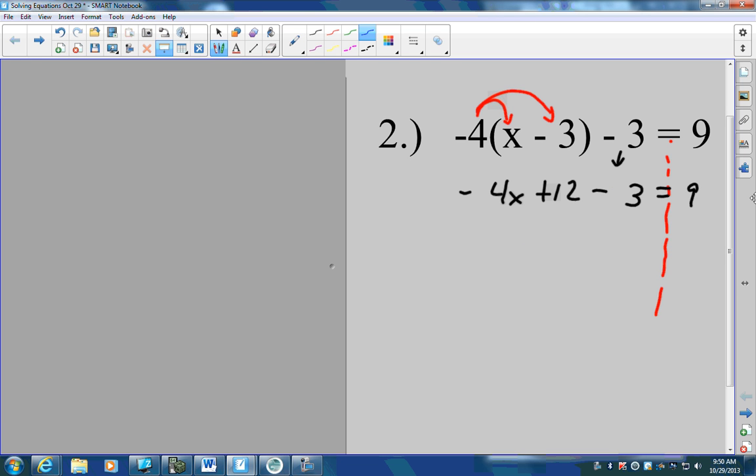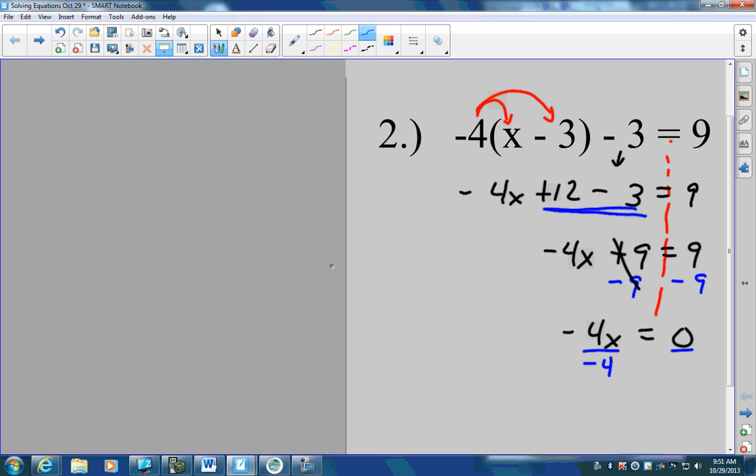Now, after you do the parentheses, look and see what you can put together. So I have negative 4x, that stays the same. 12 minus 3 is 9, and that equals 9. The next step you should have down is that you should have subtracted 9 from each side. Negative 4x equals 0. Then divide by negative 4. X equals 0.